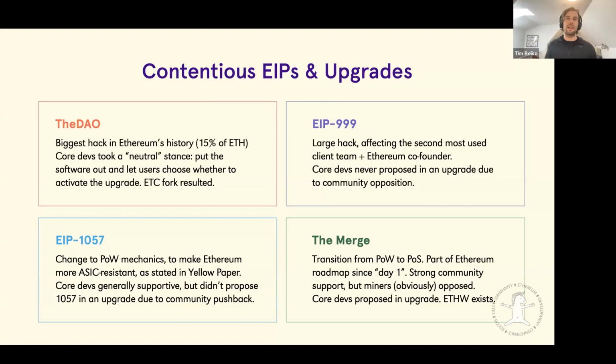And then after that, another EIP that came up was EIP 1057, also known as ProgPow. So this was a change to how Ethereum's proof of work algorithm works, where Ethereum has always had this goal, as stated in its yellow paper, to make the network ASIC resistant, so to not end up with private companies building hardware for it and be more accessible to GPUs.